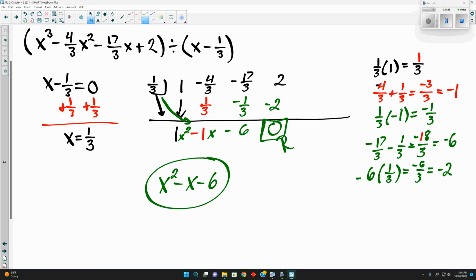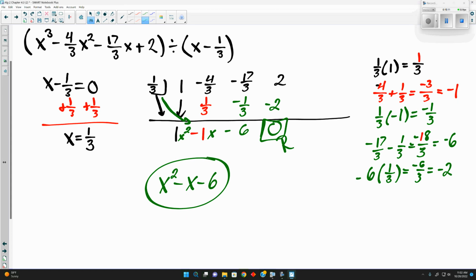So the degree of what we're dividing by, our 3x minus 1, the degree is what? 1, yes? The degree of what we started with was 3, yes? When we divide, essentially we can say we subtract the degrees. So the degree of what we started with is 3, what we're dividing by is 1. 3 minus 1 is, what was our answer's degree? It works that way every time.